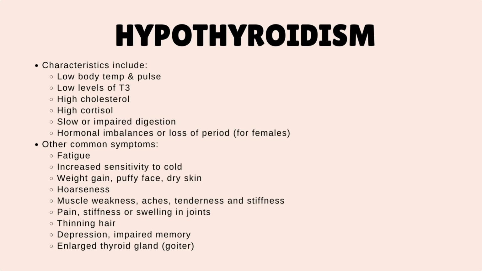Some characteristics of hypothyroidism include low body temperature and pulse, which we will dive into in future slides; low levels of active thyroid hormone T3, since T4 is not being converted into T3; high cholesterol, since cholesterol isn't being converted into crucial steroid and protective hormones; high cortisol; slow or impaired digestion; and hormonal imbalances or loss of period for females. Other symptoms include fatigue, increased sensitivity to cold, dry skin, weight gain, muscle weakness, muscle aches, thinning of the hair, and the list goes on.